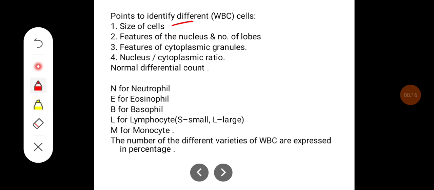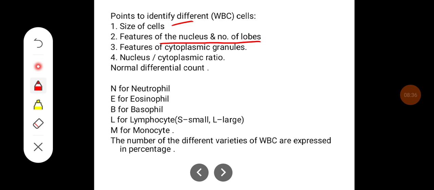So then, depending on the features of the nucleus and number of lobes, neutrophils usually are multi-lobed. The eosinophil is bilobed, whereas the lobe of basophil is S-shaped. Sometimes the lobes or nucleus are not visible.